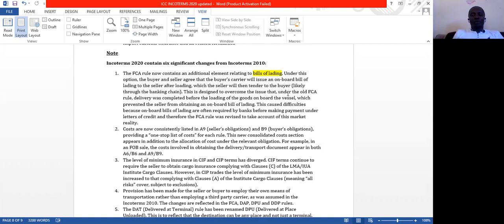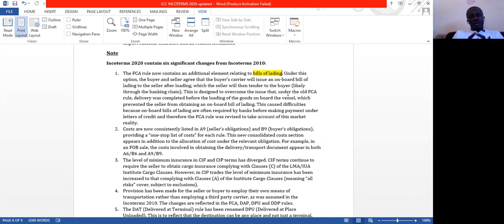And this is designed to overcome the issue under the old FCA rule. Delivery was completed before the loading of the goods on board the vessel, which prevented the seller from obtaining an on-board bill of lading. So this issue has been addressed here. This caused difficulties because the on-board bills of lading are often required by banks before making any payment under the letter of credit. And therefore, the FCA rule was revised to take account of this particular reality. I think you understand that.